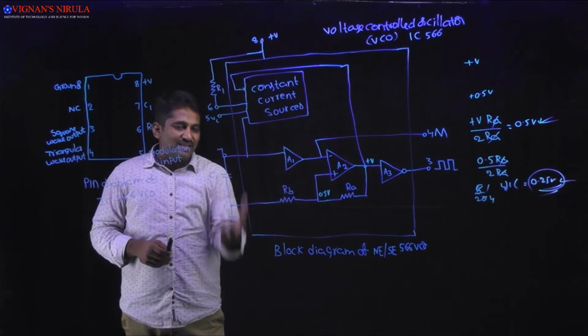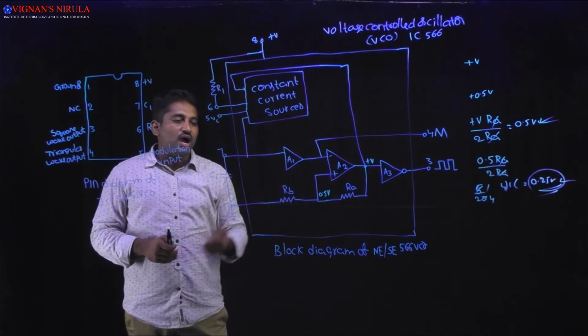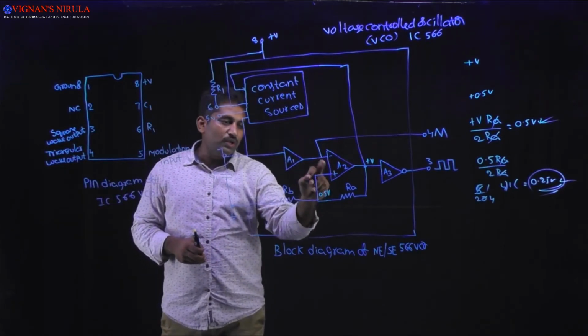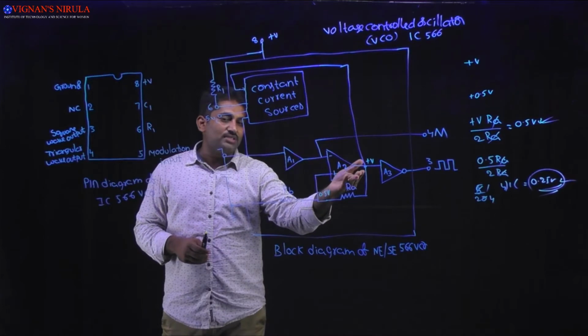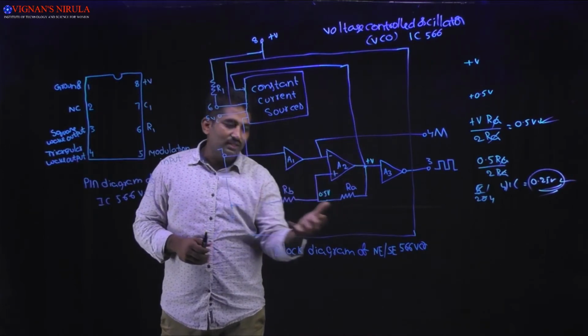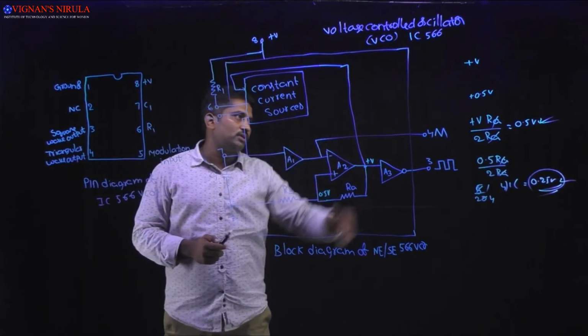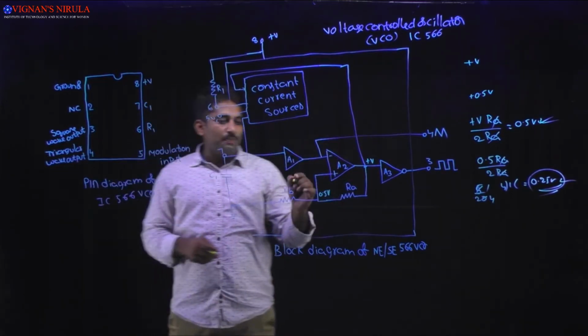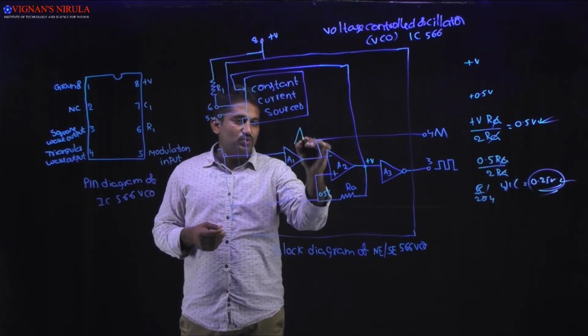Now the capacitor will be discharged to 0.25 volts, and if it is below this 0.25 volts, then we will get the output as plus V. Again the capacitor will be charged to plus 0.5 volts. So the capacitor charging and discharging is always a square wave.